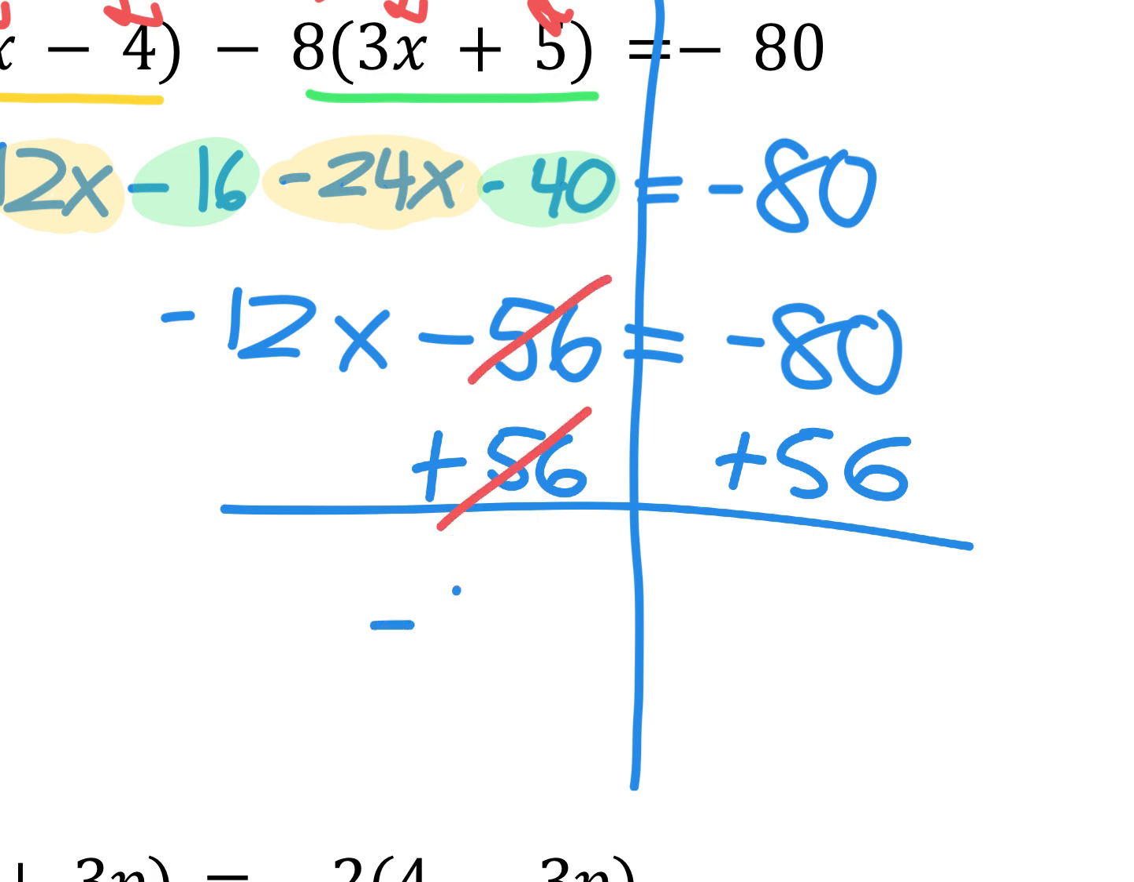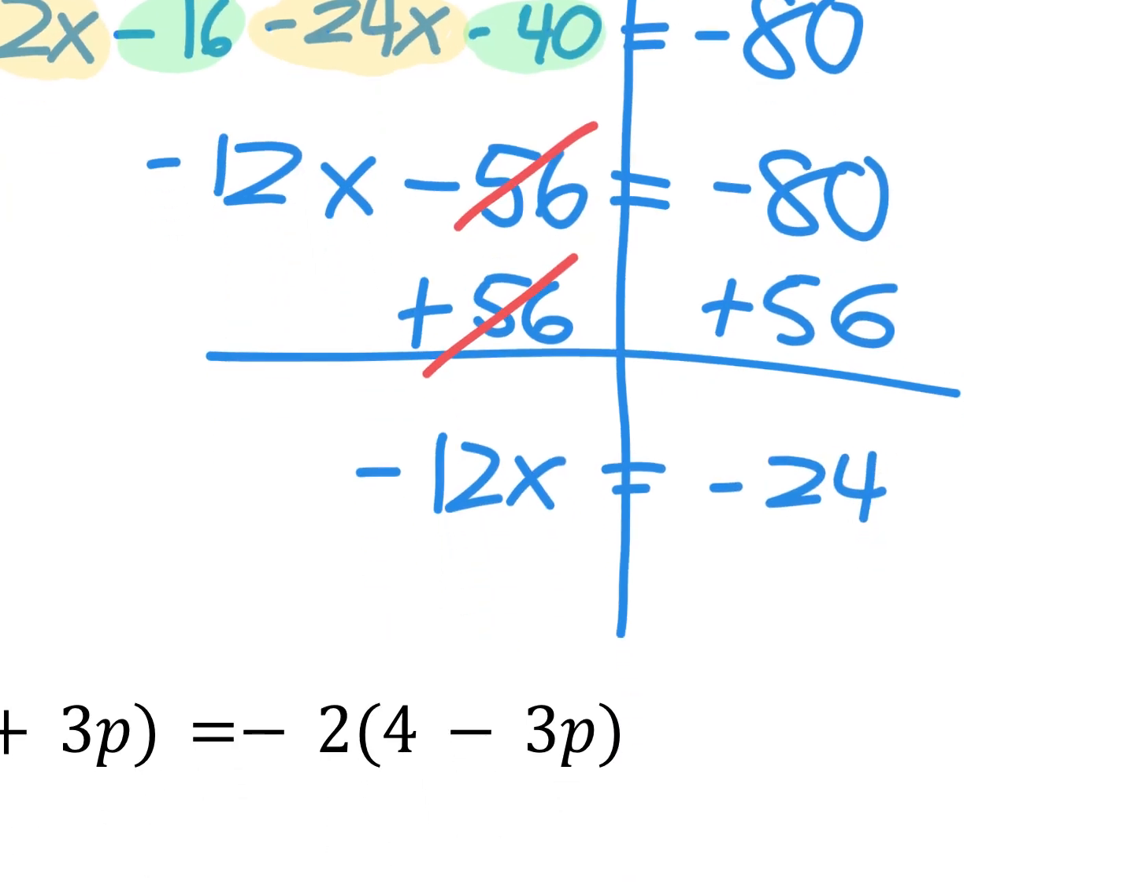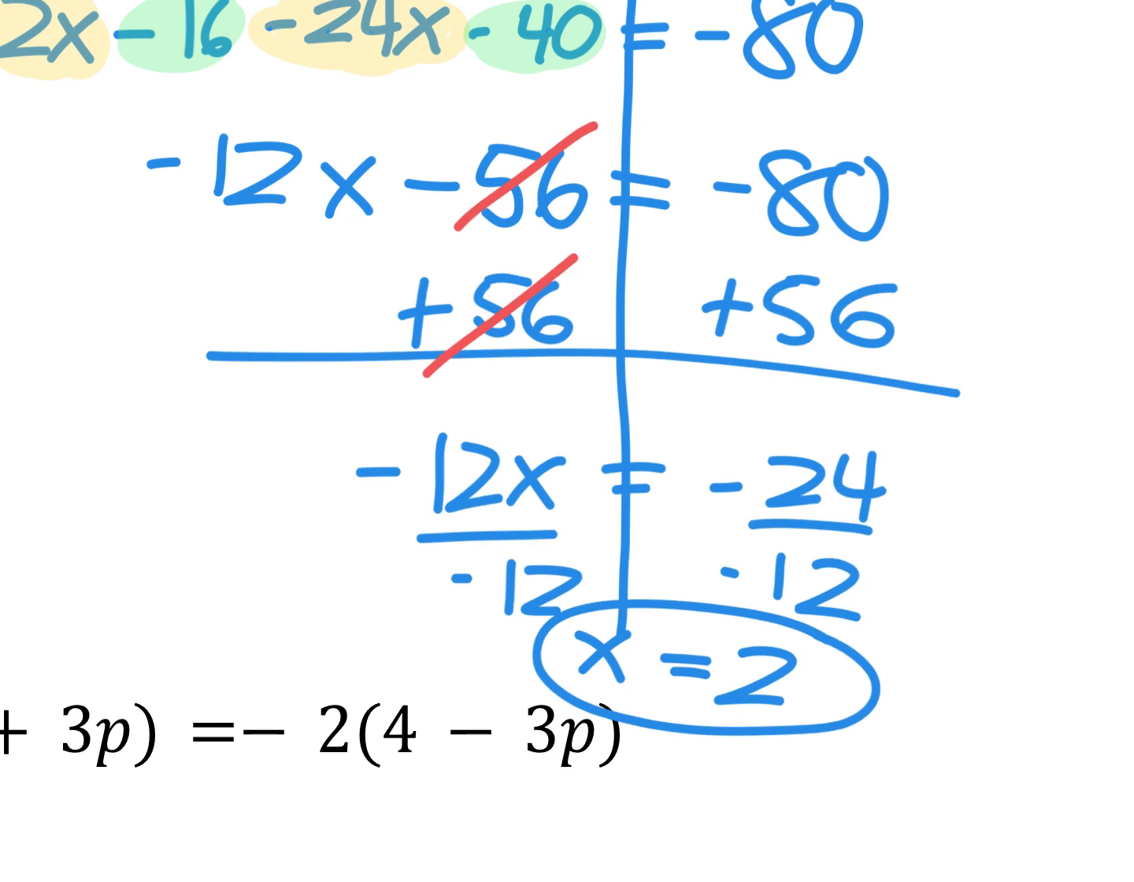This will give us negative 12x on the left. And let's see, negative 80 plus 56, negative 24. Last step, divide by negative 12. And you should get x equals positive 2.